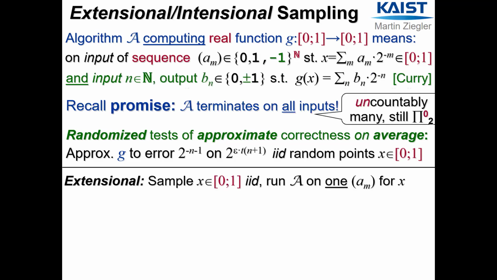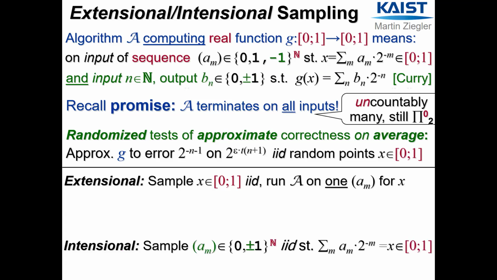Take a random number, find a signed digit sequence that represents that number, and then run the algorithm on that particular sequence. But that does not say anything about the behavior of that algorithm on a different signed digit sequence that represents the same real number, right? So another interpretation is to directly sample a signed digit sequence and run the algorithm on that with a suitable probability distribution on this space of signed digit sequences.